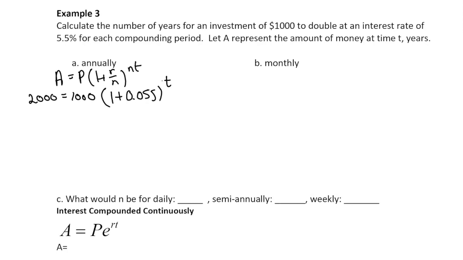I'm just going to set up part B so you can contrast that. We're going to compare that to the idea of having $2,000 equaling $1,000 compounded at 5.5%, and that's happening monthly, so 12 times, to the power of 12t.